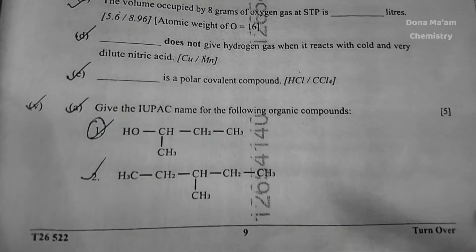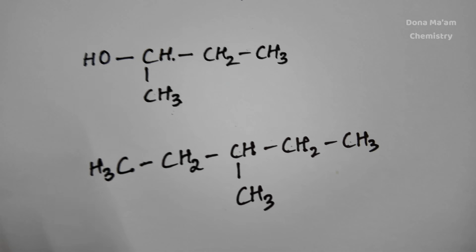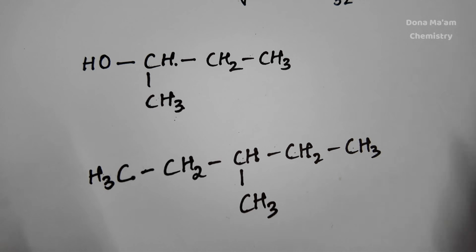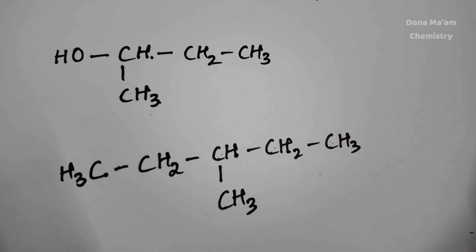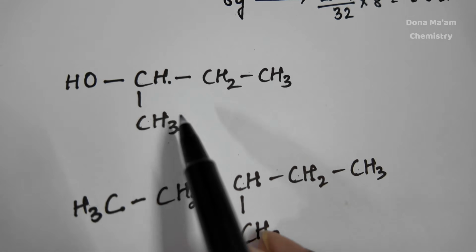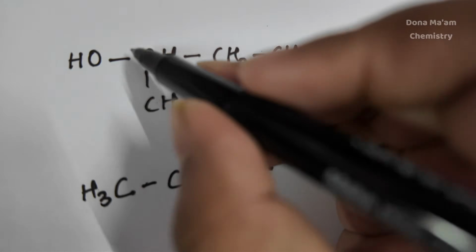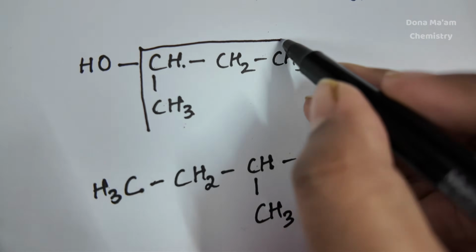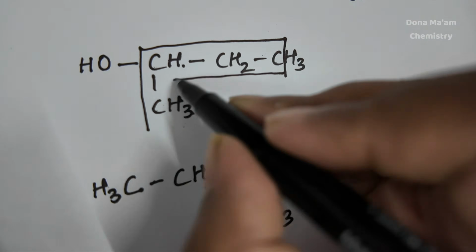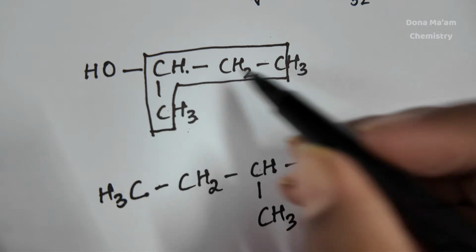Coming to the IUPAC naming. Firstly, during IUPAC naming, no spelling error will be considered. The first question was this. First, you have to understand which is the long chain. Over here, the long chain is the one which consists of the maximum number of carbon atoms. So this is the long chain.